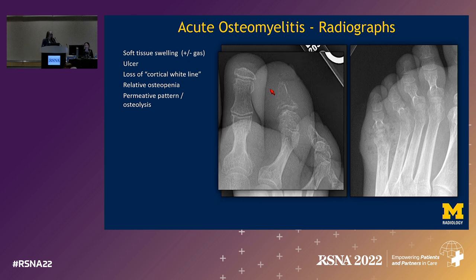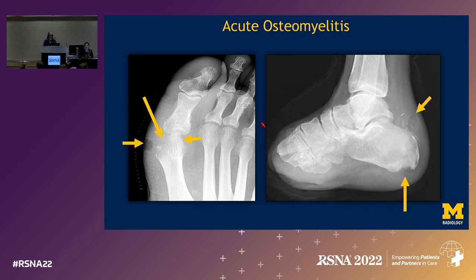And then just a magnified version of this toe, we can see rarefaction of the bone marrow and thinning of that normal cortical white line in addition to the soft tissue swelling.